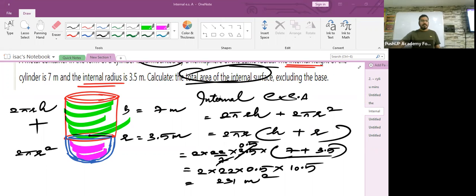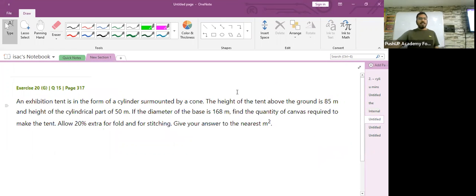An exhibition tent. A similar sum we had done before, where there was a wastage of 15%. Here, the cloth has to be used for folding and stitching, isn't it? You were there in that class, I still remember. Yeah, start doing.